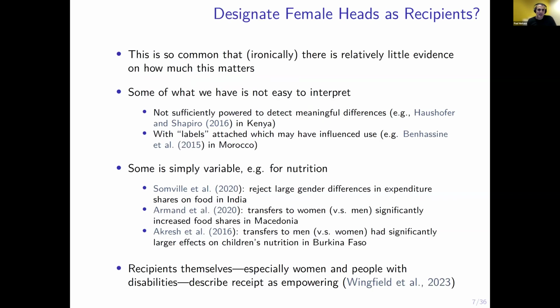In terms of who to designate, this is a funny topic because there is such strong consensus that the right thing to do is to transfer resources to female heads of households when possible, that there's actually relatively little evidence on how much that matters. And so we're going to walk through that and essentially at the end come back to the same view that, in our view, this is actually a sensible thing to do. But I do think it's good to be aware that there's perhaps a less clear picture on this than you might have assumed.